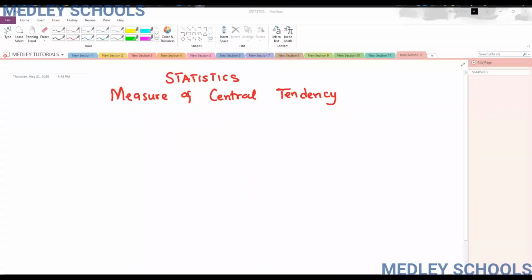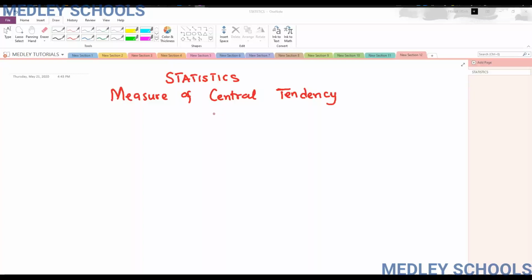The topic for our today's tutorial is statistics. Now, from your lower classes, you have learned what statistics is. It deals with collection and analysis of data. That is how you collect data. You collect data from the ages of pupils in class, from the numbers of houses in the street, and how you analyze it.